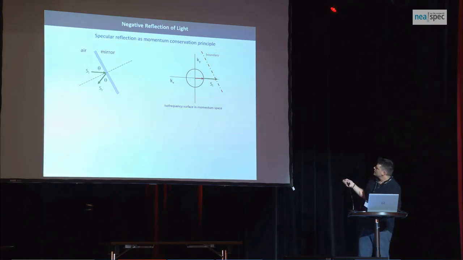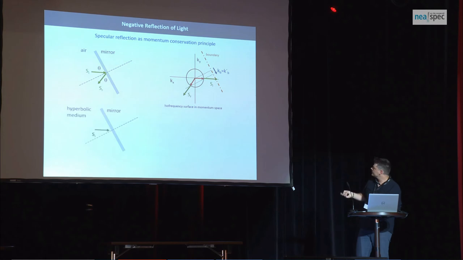So if we have this incident wave with this k vector, this is the projection to the boundary of the k vector. So we need another vector k in this isotropic space, which is given by a circle, a circumference, where we have the same k projection on the boundary. Okay, this is how we can see reflection in momentum space. And then we have this pointing vector, which is normal to the curve, so we can explain this specular reflection.